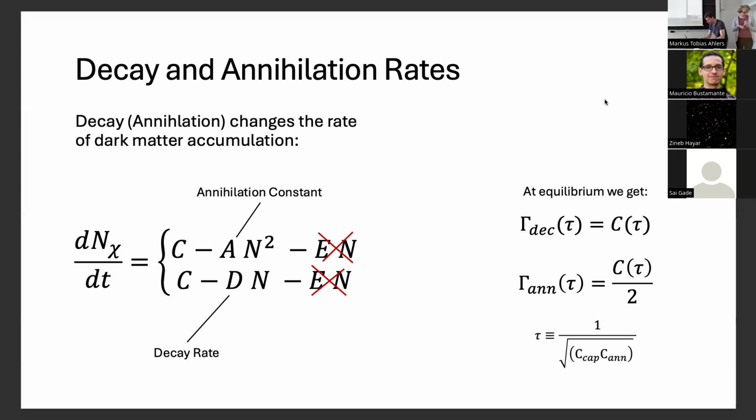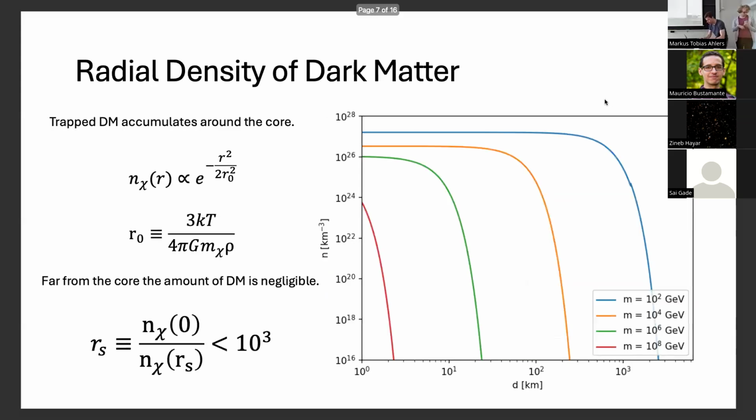But the Earth is probably not at equilibrium. It depends a bit on which numbers you plug in, but with the numbers that make sense, the Earth is not considered to actually be at equilibrium. The Sun is probably at equilibrium, if we even have dark matter capture.